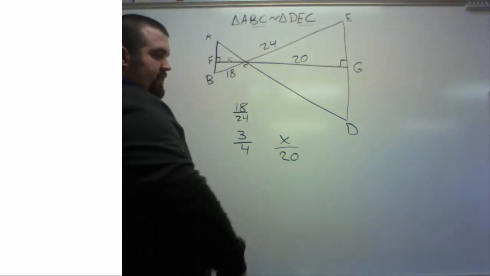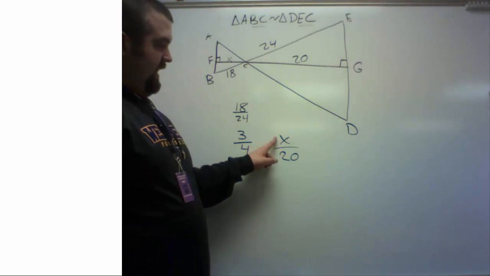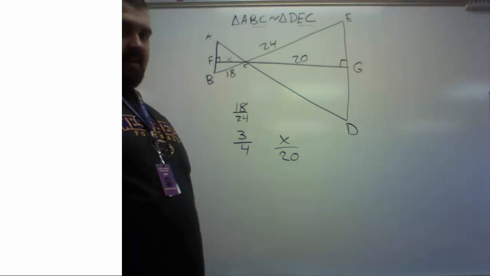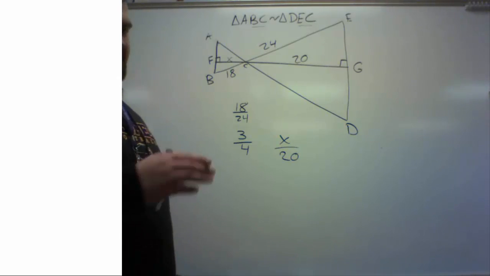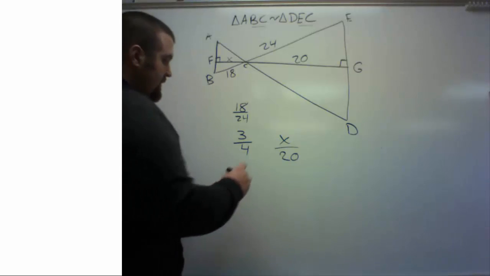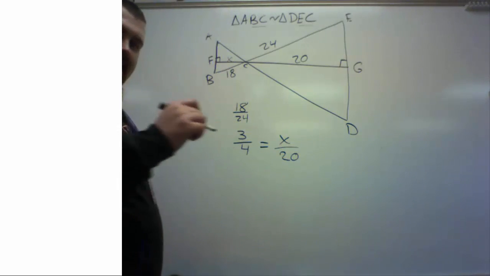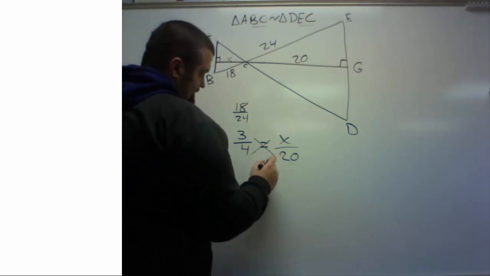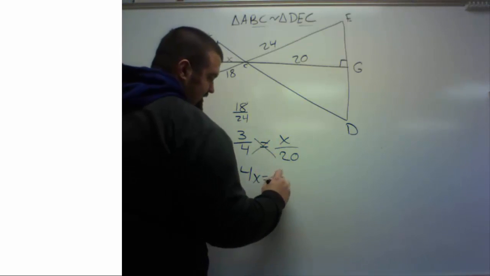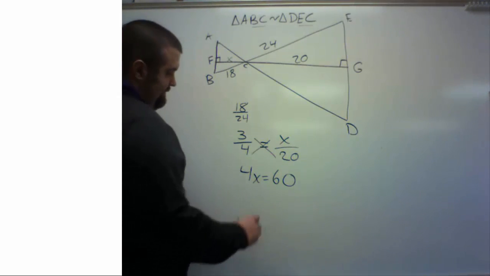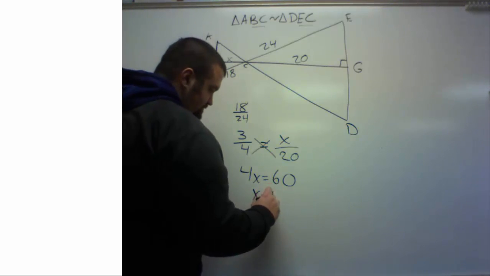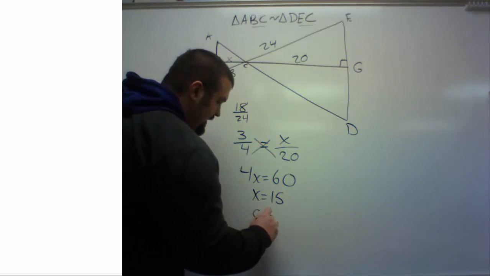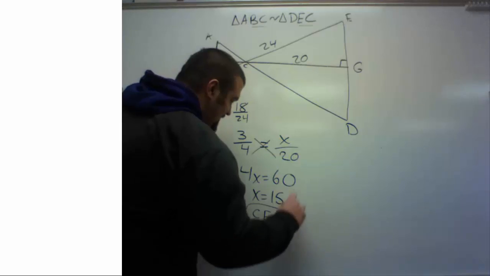My scale factor of 3 to 4 should be the same ratio as the altitude in my first triangle to the altitude in my second. Any corresponding lengths equal the scale factor, and the scale factor is just a ratio of two corresponding sides. I have two ratios that are the same. If they're the same, set them equal, solve for x. Cross multiply. 4x equals 60. Divide both sides by 4. x equals 15. And I wasn't looking for F, I was looking for the length of segment CF. So I am going to change my answer just slightly, but there I go.